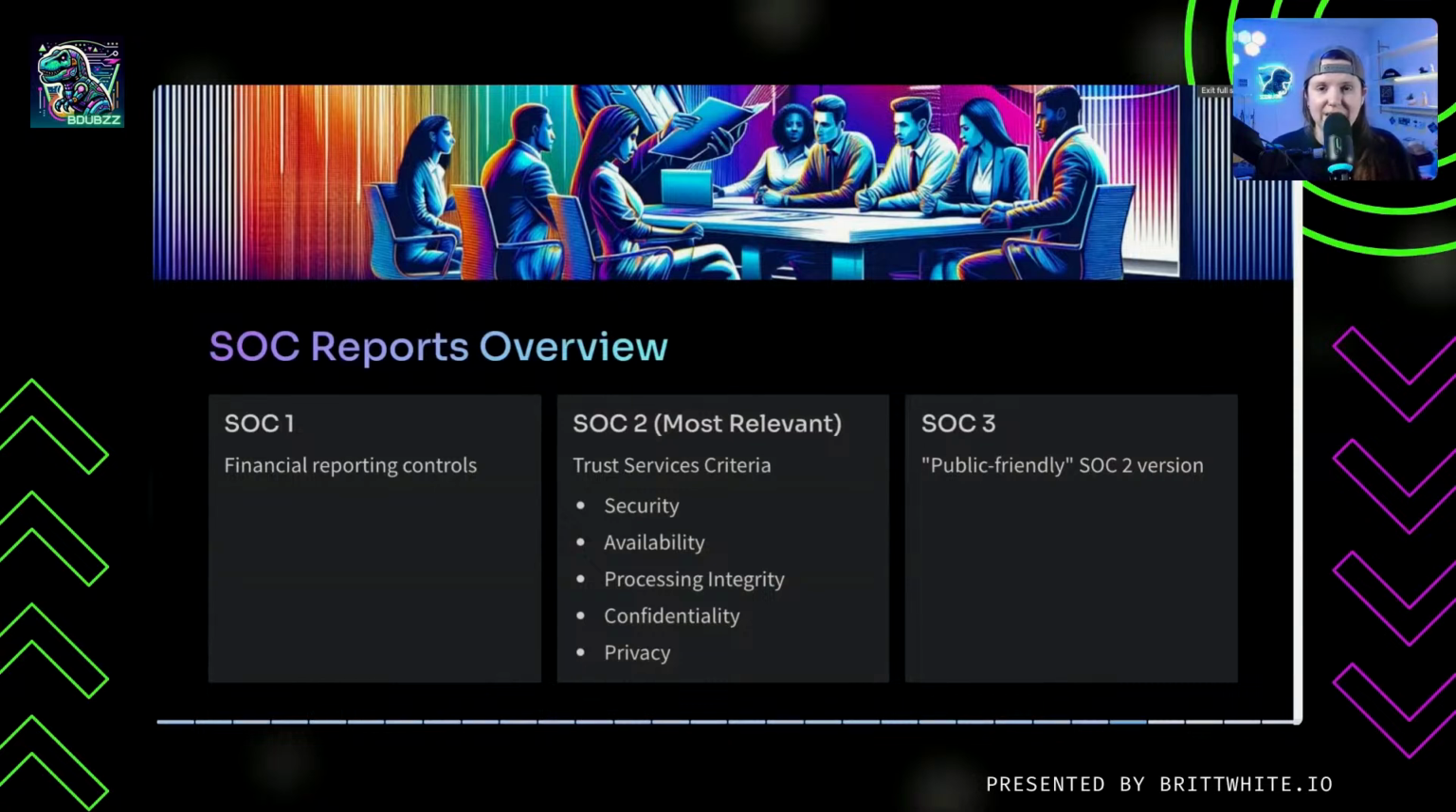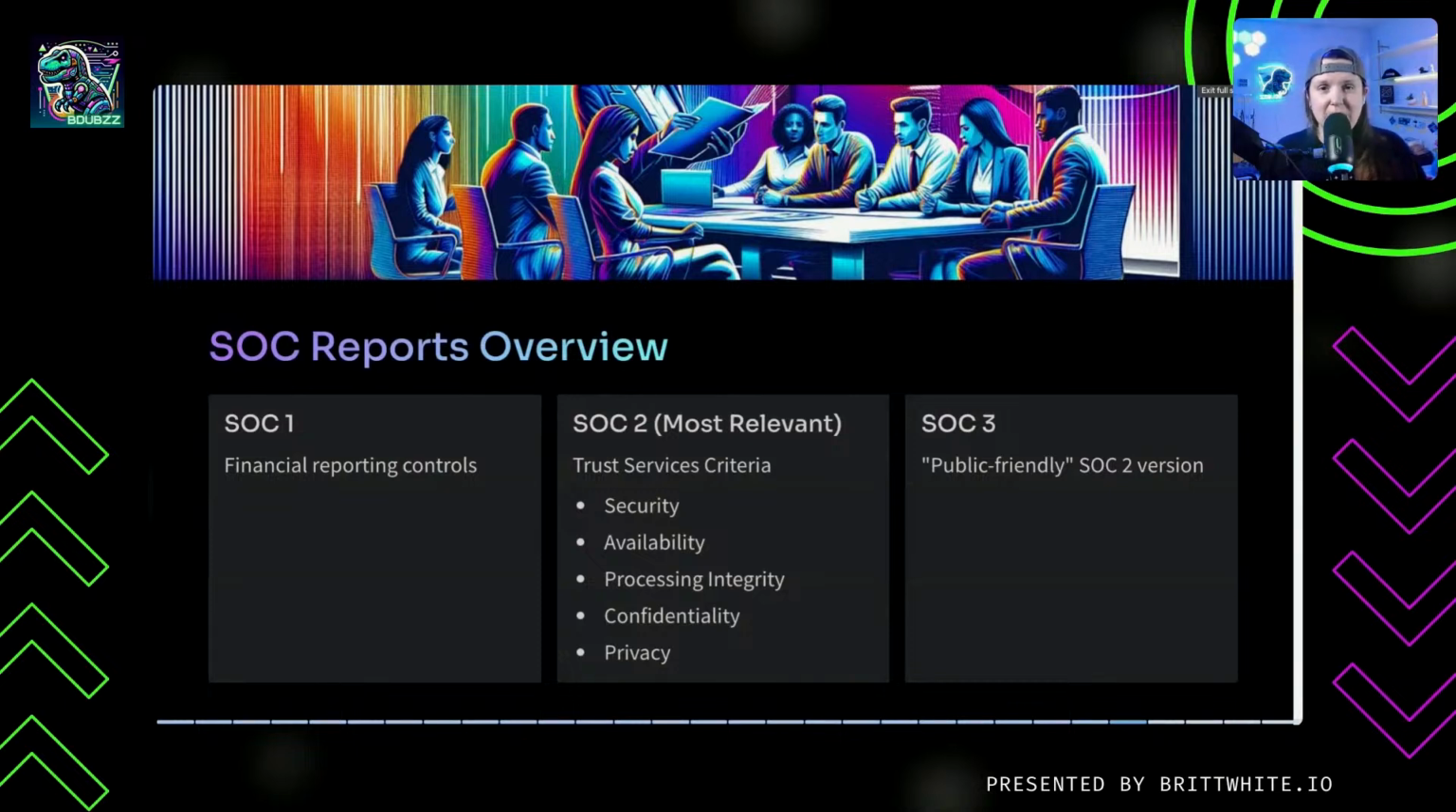integrity, confidentiality, and privacy. Security is the foundation that makes sure we have strong protections against unauthorized access to our systems. Availability makes sure that our systems are accessible when needed and that they're actually up and running.